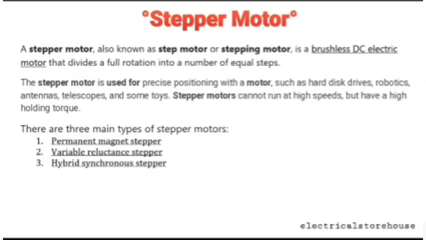Stepper motor is a brushless DC electric motor that divides a full rotation into a number of equal steps. The stepper motor is used for precise positioning, with applications such as hard disk drive, robotics, antennas, telescope and some toys. Stepper motors cannot run at high speeds but have a high holding torque. There are mainly three types of stepper motor: permanent magnet stepper motor, variable reluctance stepper motor, and hybrid synchronous stepper motor.